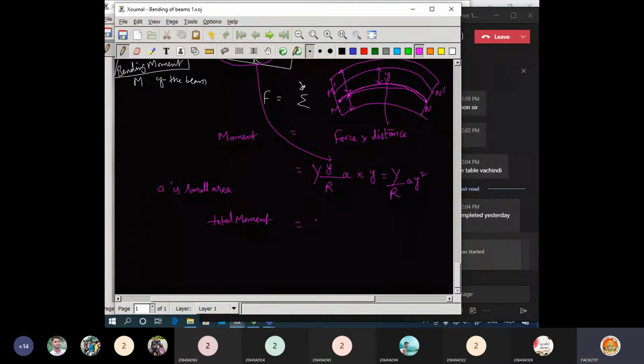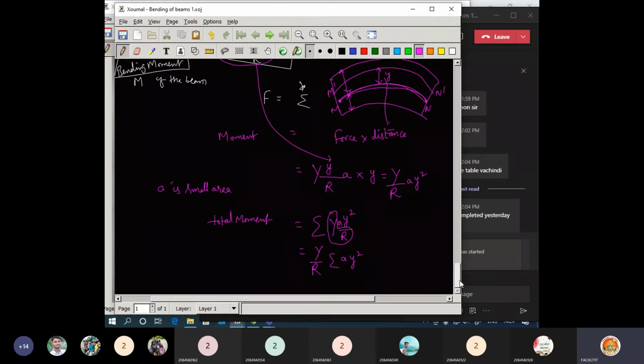Total moment can be given as the summation, instead of integration you can take the summation also, of the above equation, a y square by y. Now you can take out the factors which are constants, so these are the constant values, into summation a into y square.